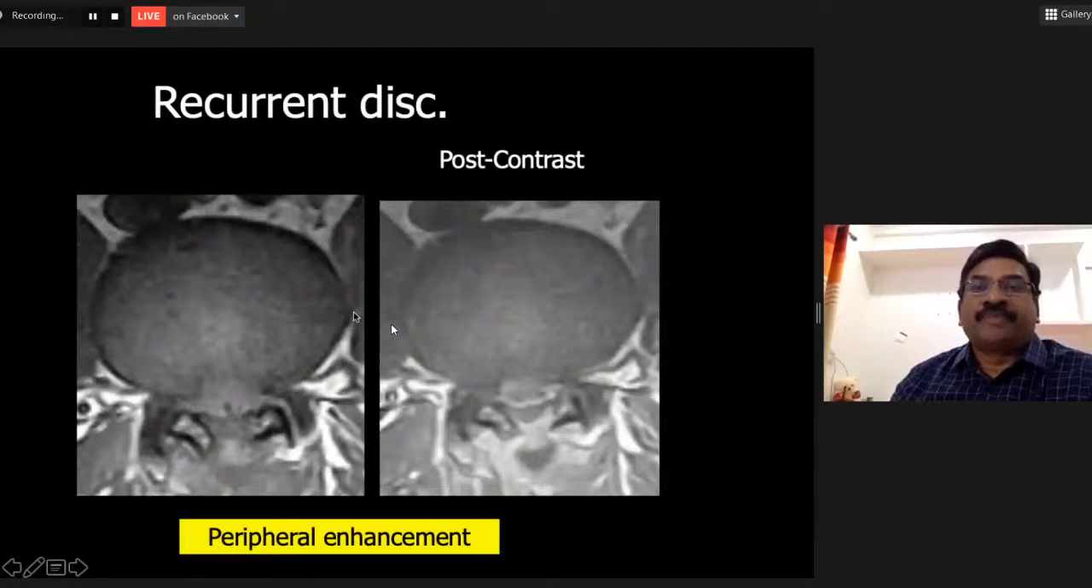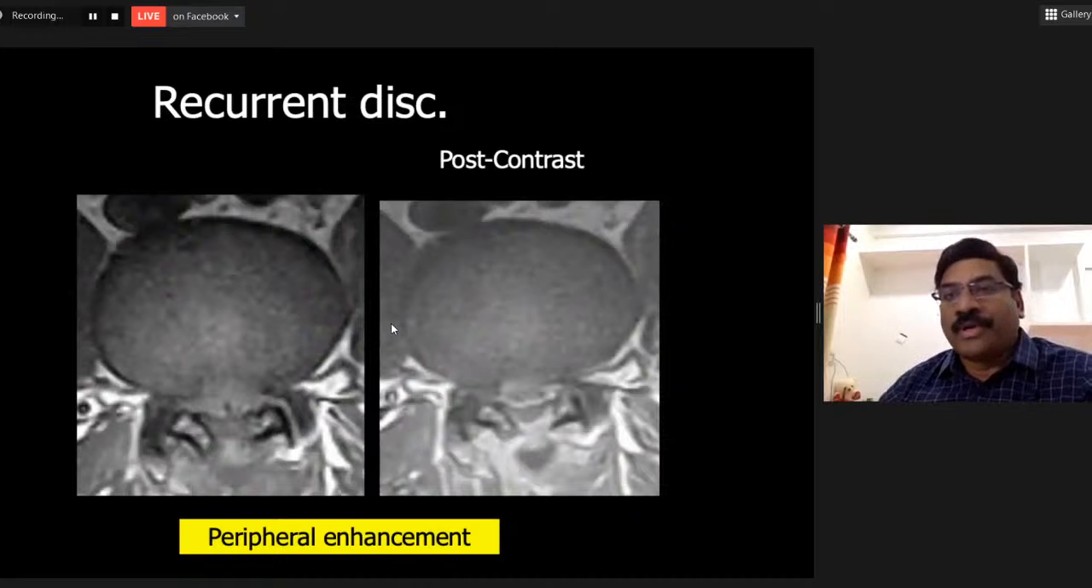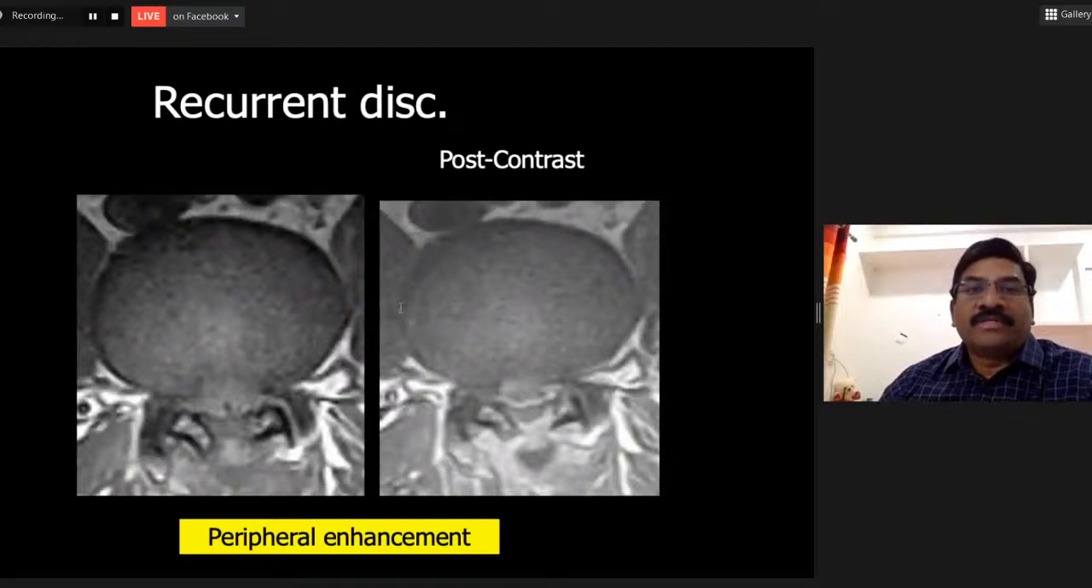which is commonly seen in discitis. One major important point you need to know is how to differentiate a recurrent disc from scar post-operatively. The patient comes back with recurrent symptoms. The only way we differentiate these two is by giving contrast. You need to understand the disc is an avascular structure. Whenever you give contrast, the disc is not going to enhance. The scar is going to enhance.